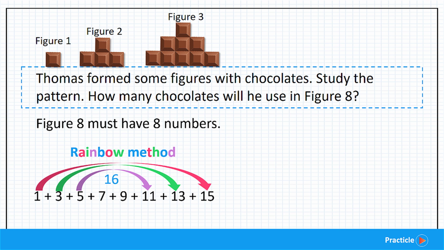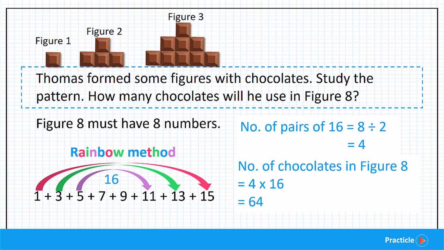So the next thing that we are going to do is to look for the number of pairs of such numbers. Since we know that we are working with 8 numbers in all, this turns out to give us 4 nice pairs of 16. So instead of adding this whole string of numbers one by one, we can multiply 16 by 4 straight away. And this will give us 64. And that's our answer to the question. We have 64 chocolates in row 8.